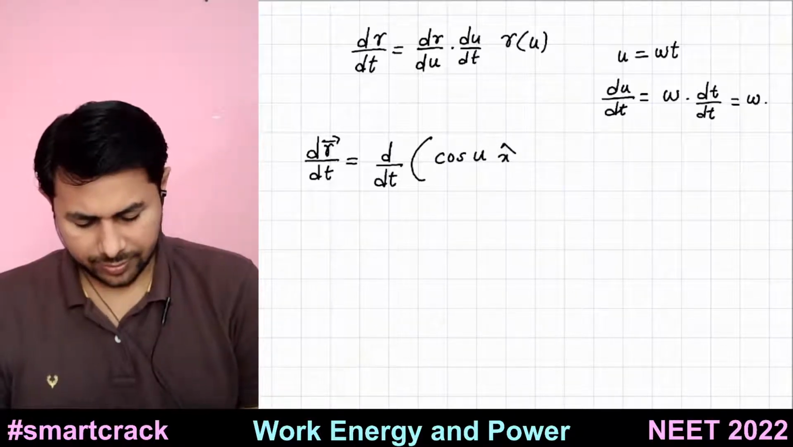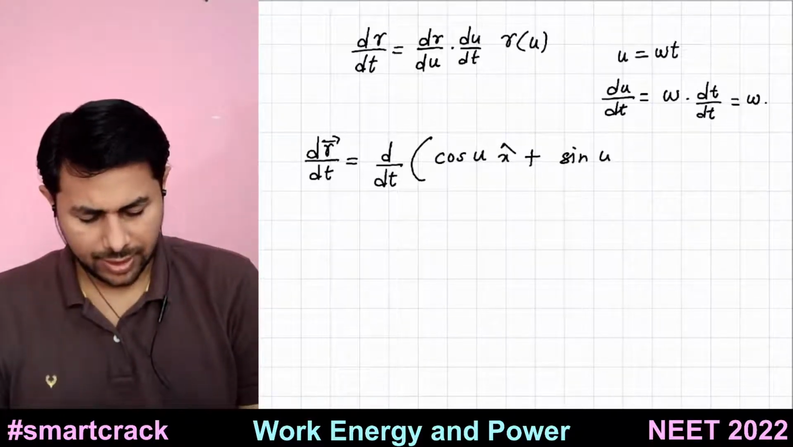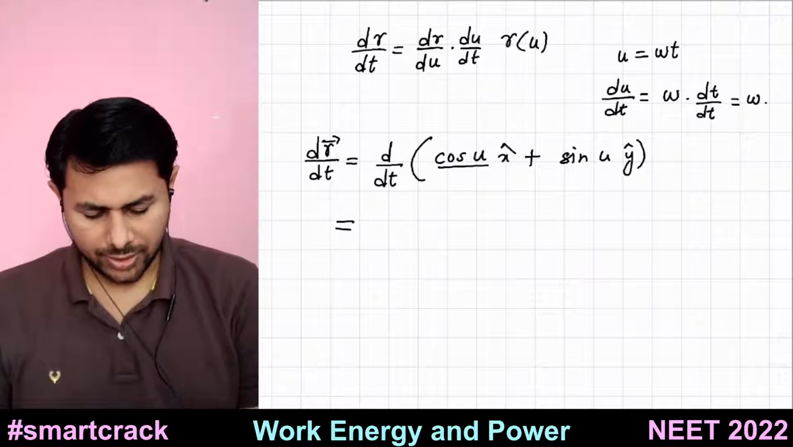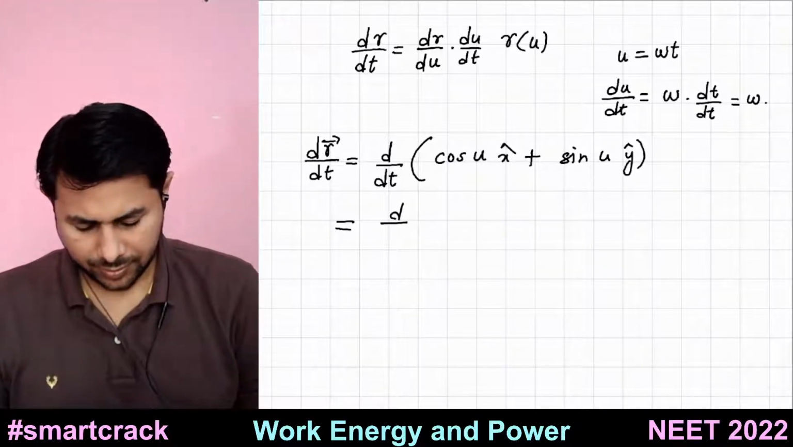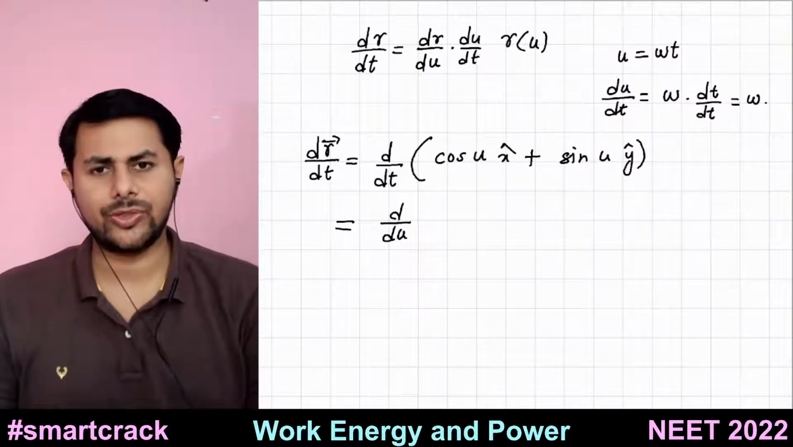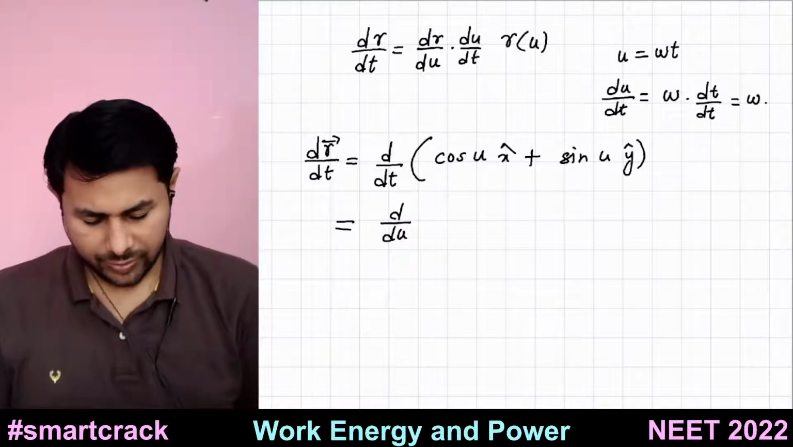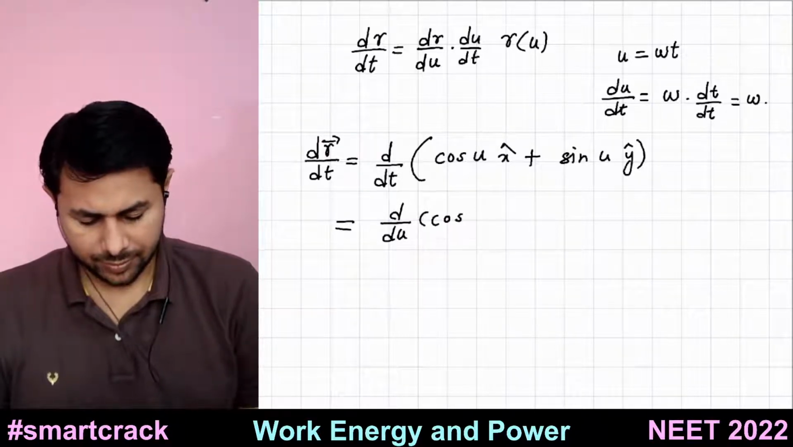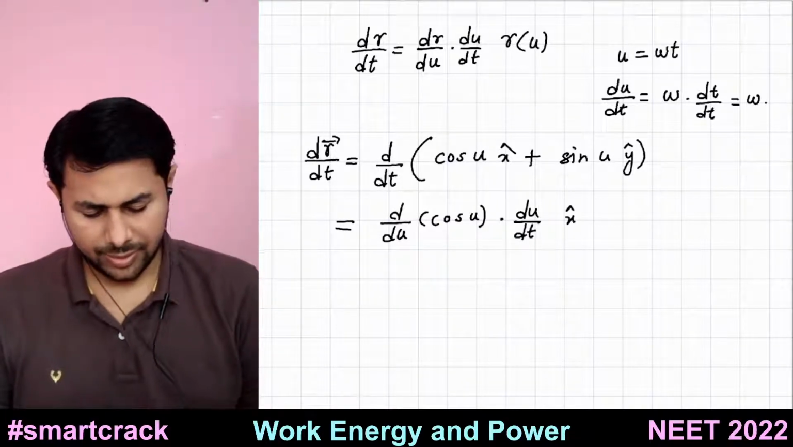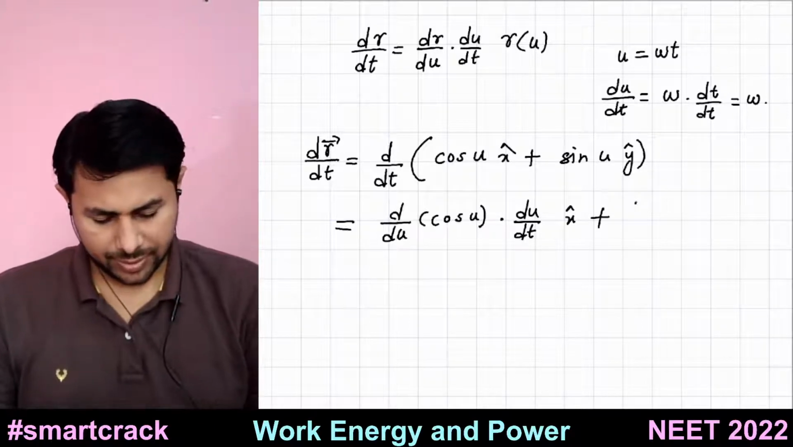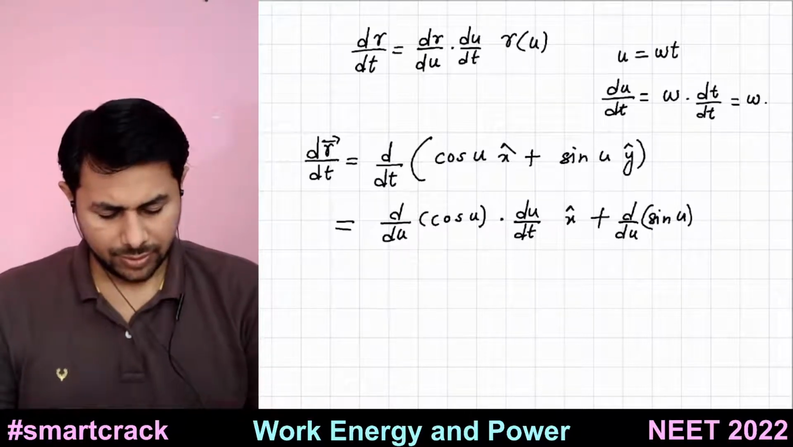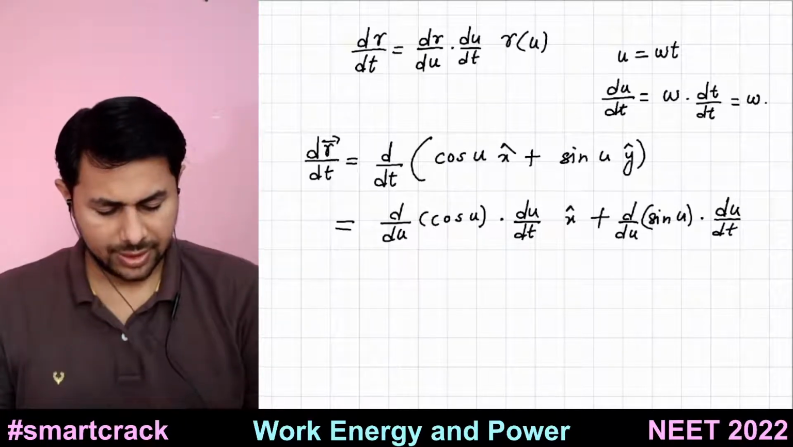into x cap plus sine of u into y cap, and then I can write its derivative of cos u with respect to u. Okay, see, we are taking derivative with respect to u first, and then we are taking derivative of u with respect to t. So it is derivative with respect to u of cos of u multiplied by du by dt into x cap plus derivative of sine u with respect to u multiplied by du by dt into y cap.